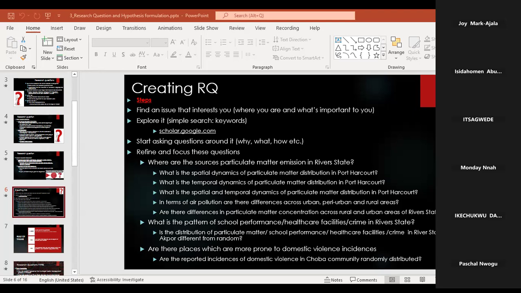Tell us what you have done, how you did it, what you found out, and your conclusion. That is what we are asking you. That is the structure. Put your references. So IMRAD, that is the structure. This is also part of what I'm going to teach you.